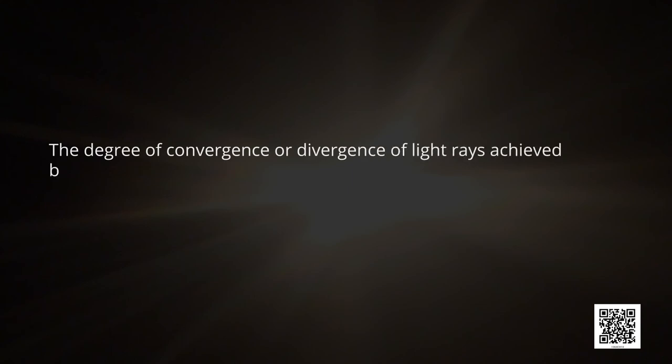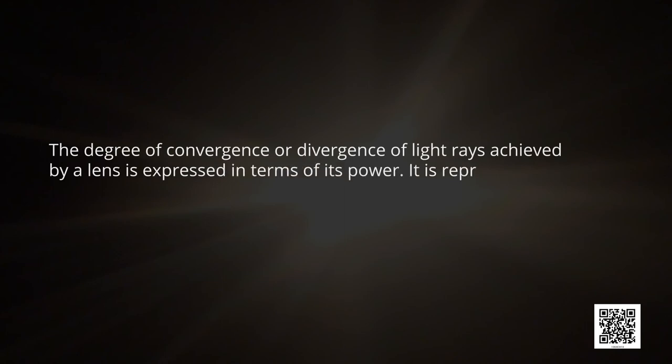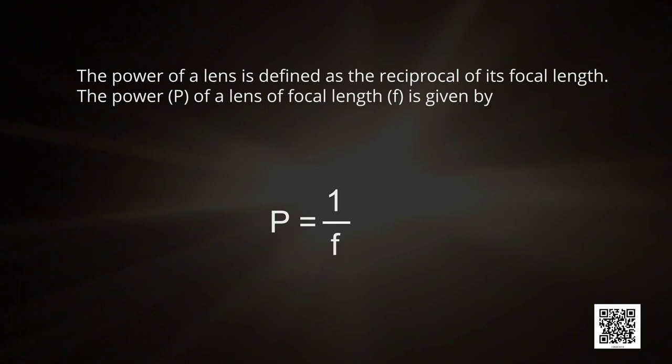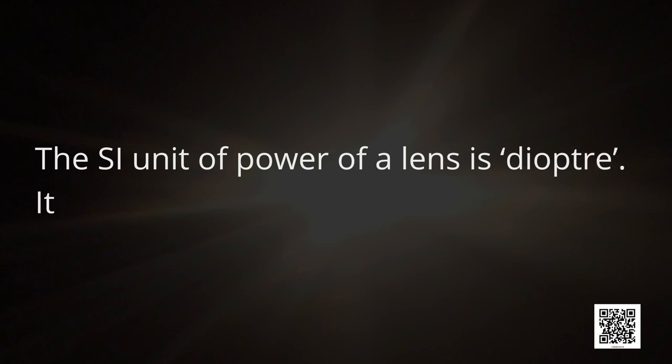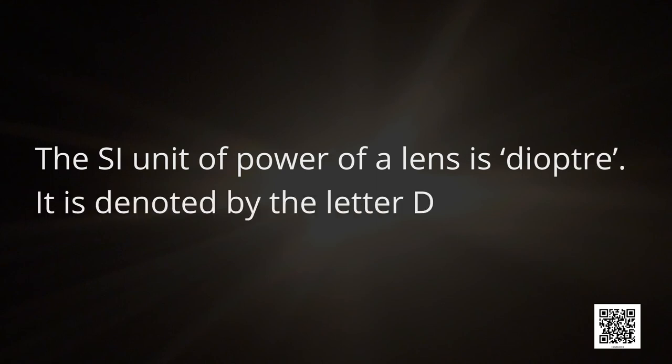Children, the degree of convergence or divergence of light rays achieved by a lens is expressed in terms of its power. It is represented by the letter P. The power of a lens is the reciprocal of its focal length. The power P of a lens of focal length small f is given by P is equal to 1 by f. The SI unit of power of a lens is diopter. It is denoted by the letter capital D.